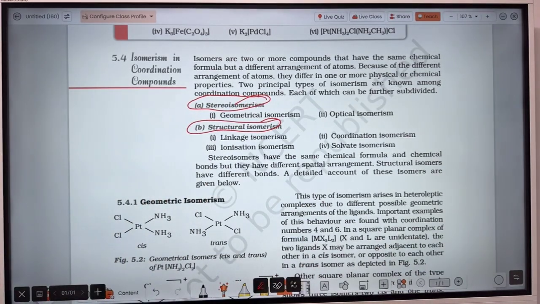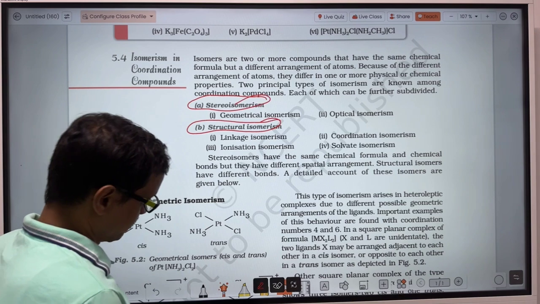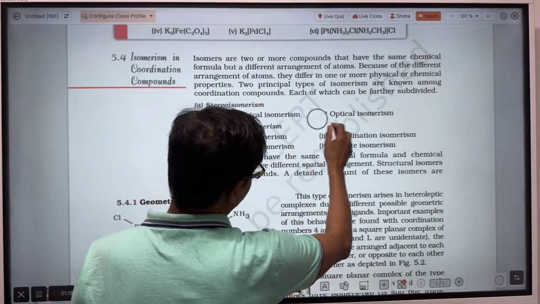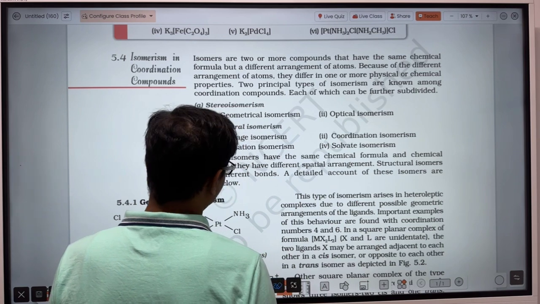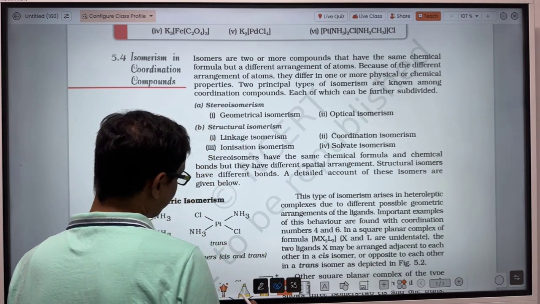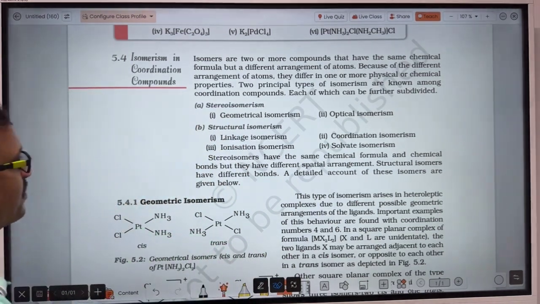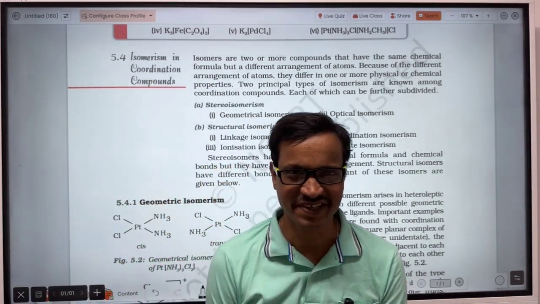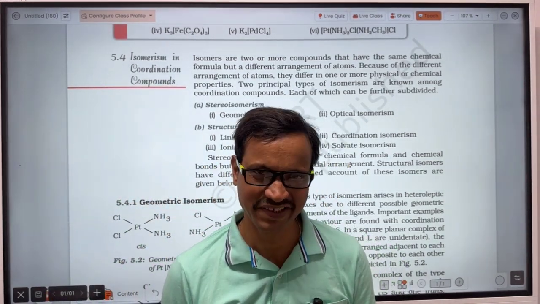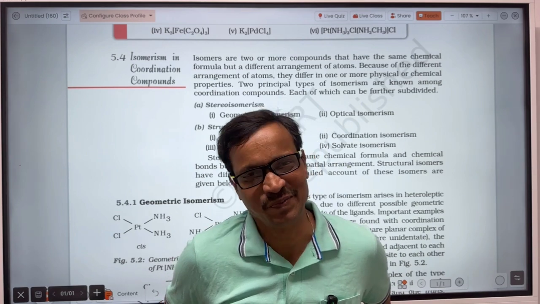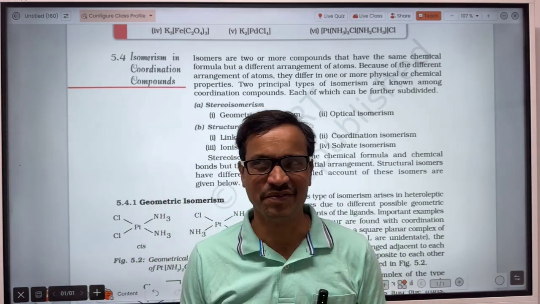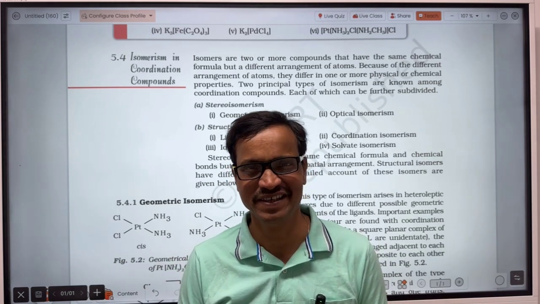Okay, so let's see. Firstly is stereoisomerism. Stereoisomerism is of two types. One is called geometrical isomerism and another one is optical isomerism. As the name indicates, geometrical isomerism means the geometry will be different, and optical isomerism means the optical activity of both the isomers will be different.